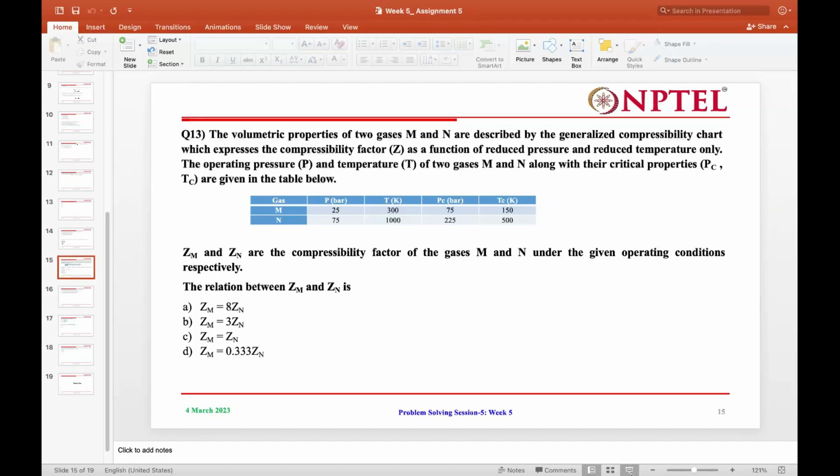Question 13. The volumetric properties of two gases M and N are described by the generalized compressibility chart, which expresses the compressibility factor Z as a function of reduced pressure and reduced temperature only. The operating pressure P and temperature T of the two gases M and N, along with their critical properties PC and TC, are given in the table. Here ZM and ZN are the compressibility factors of gases M and N under the given operating conditions. What is the expected relation between ZM and ZN? So we have to calculate the compressibility factor for M and N gas.